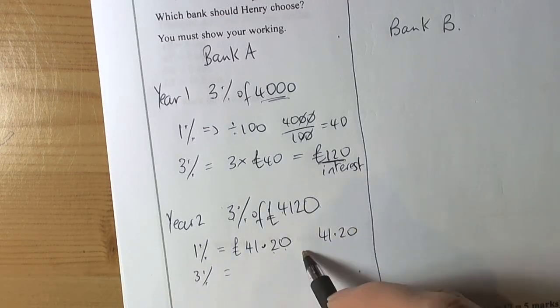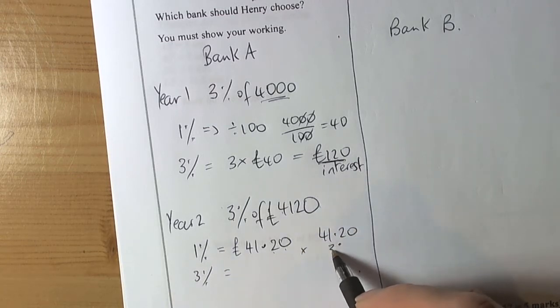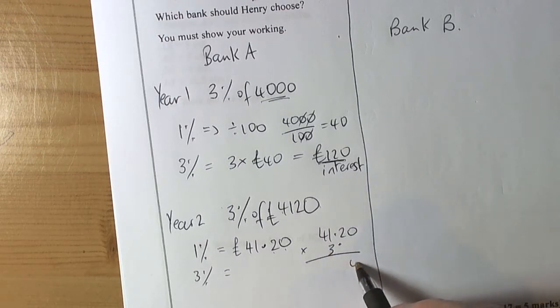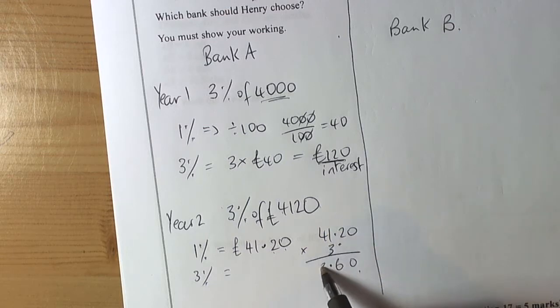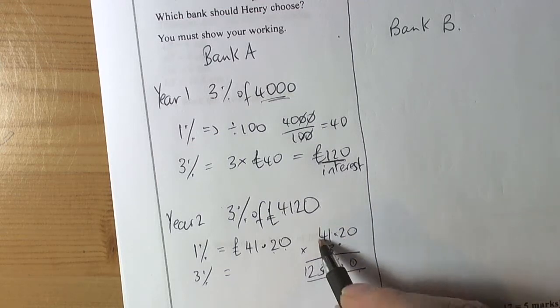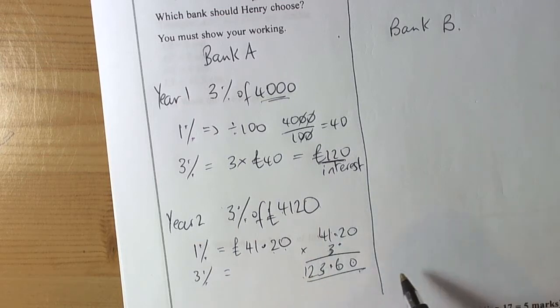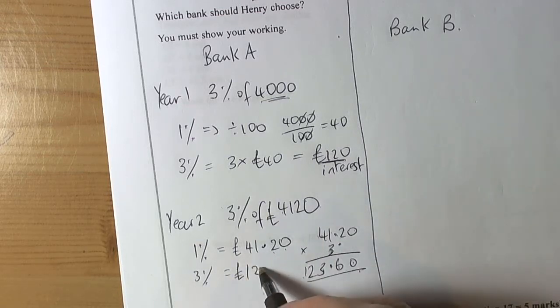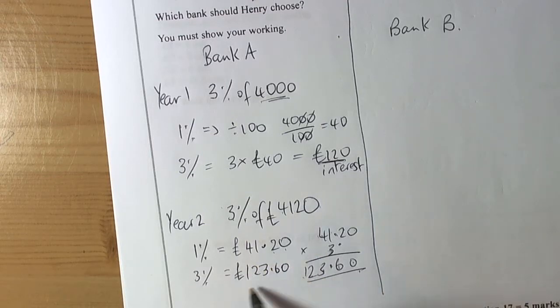So whatever technique you use, so 0, 2 times 3 is 6, we've got a decimal point to put down, 1 times 3 is 3, 4 times 3 is 12, nothing to carry over. So 3% is £123.60 this time to add on.